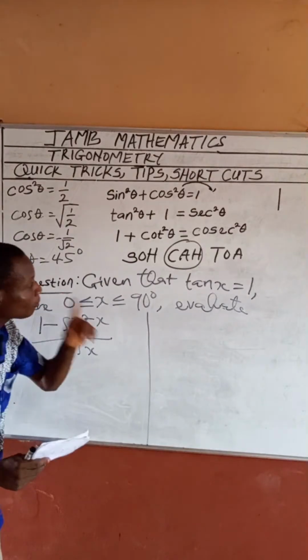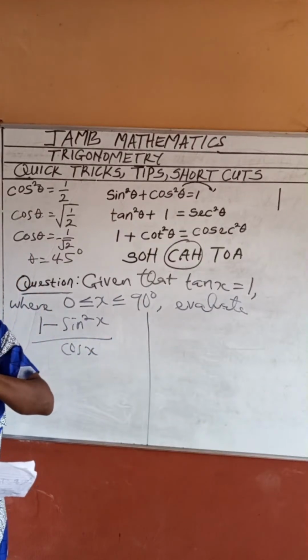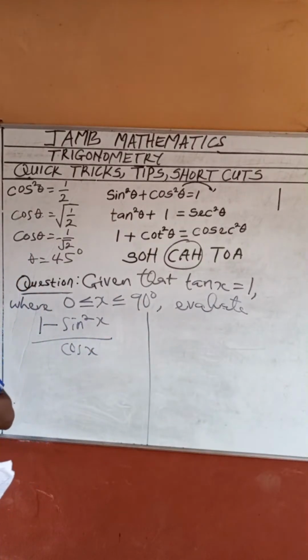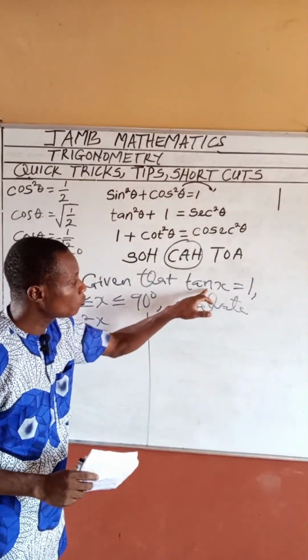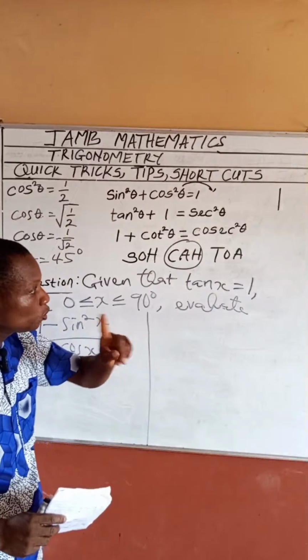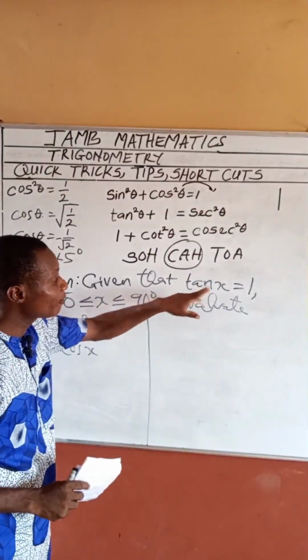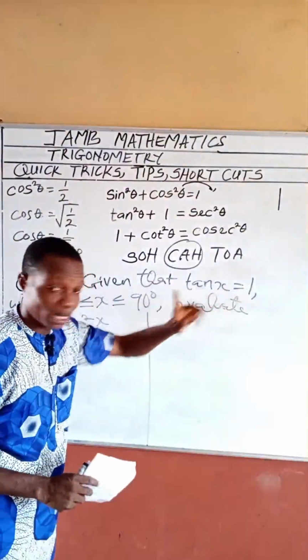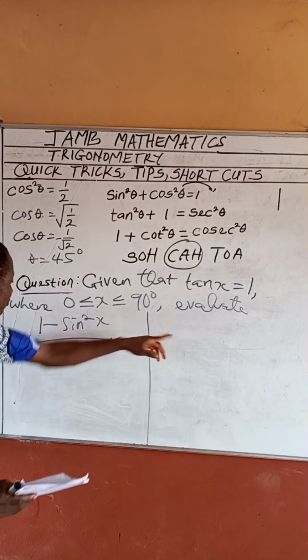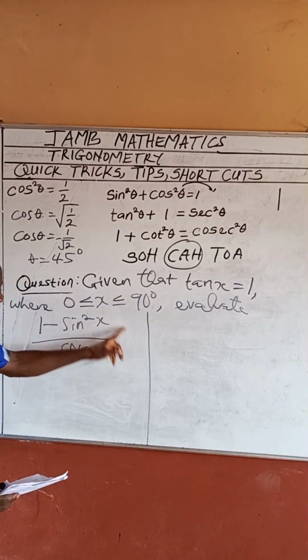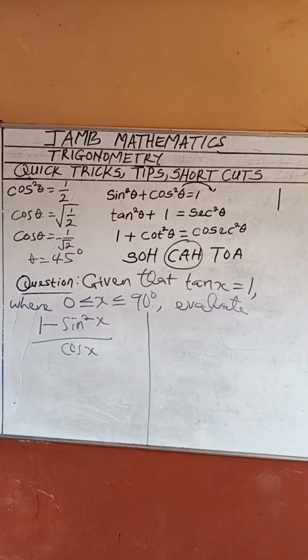So now I'm going to show you something, as a JAMB student. Now, given that tan x equals 1, which angle has a tan of 1? It's good we know that. Tan 45 is 1, but that may not be too necessary. If it is, why not? What are we looking for? We have to evaluate.